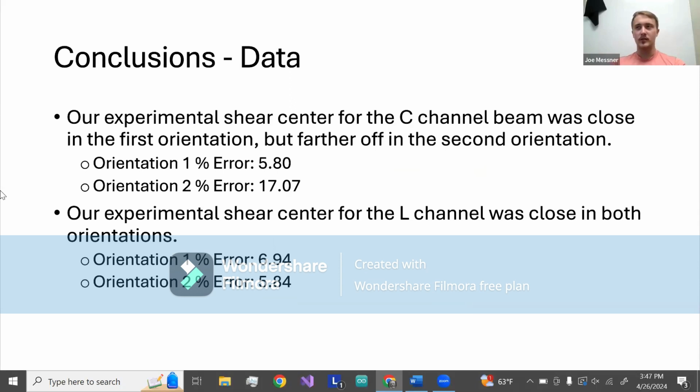So overall, the shear centers that we experimentally determined for both channels were relatively close. Our experimental shear center for the C channel beam was close in orientation 1 with a percent error of about 5.8%, but it was further off in orientation 2, which is the one on the outside, with an error of about 17%. Our experimental shear center for the L channel though was close in both orientations, with a 6.9% error in orientation 1 and a 5.84% error in orientation 2. So again, very close.